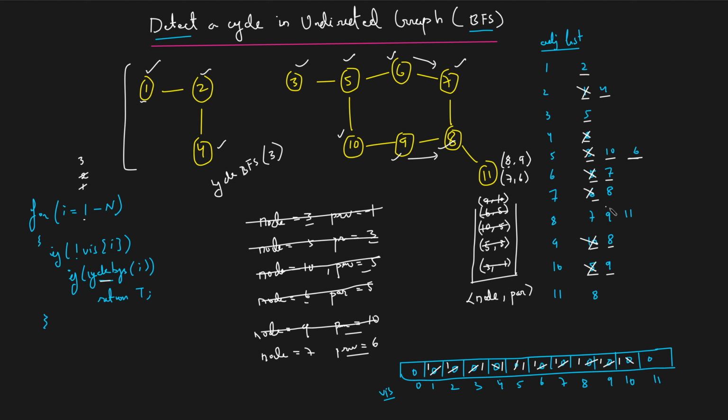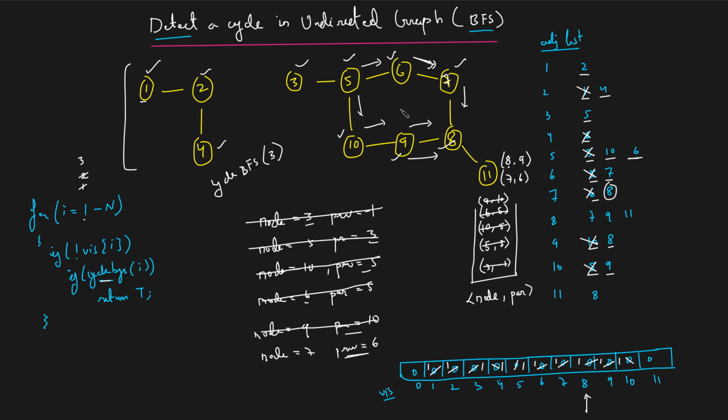But the next adjacent node for 7 is 8, and you see that 8 is already visited. But 8 is not the previous node. So if 7 had a traversal from this side, how did 8 get marked as visited? That means someone would have traversed from this side, right? And it would have marked it as visited. Now, since you're traversing from this side and you came across 8, that means there is a cycle.